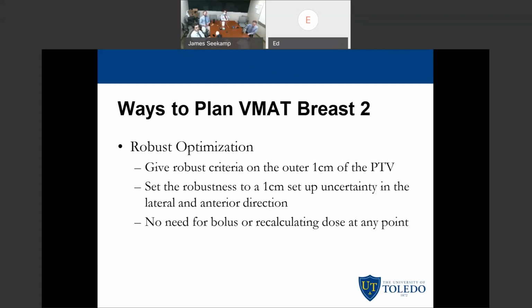The second way is the robust optimization, which is the way I was investigating. What you do here is, instead of creating a fake bolus, you're just taking the outer 1 cm of your PTV and you're setting a robust optimization criteria on that, saying that this structure may move up to 1 cm in the lateral and anterior direction due to patient breathing or swelling. In this way, the optimizer is going to add that flash as well, but you don't need to deal with adding fake bolus, removing it from your beams, recalculating, and just having all that confusion.